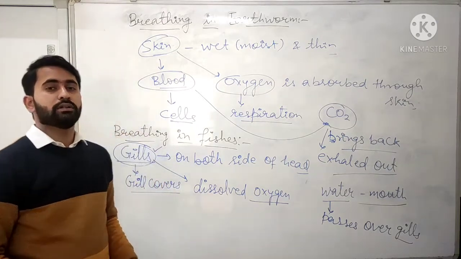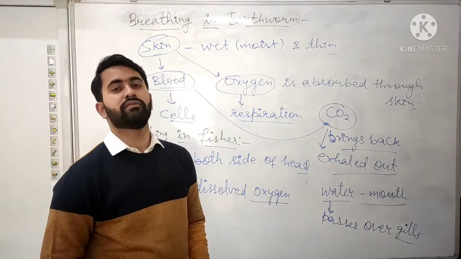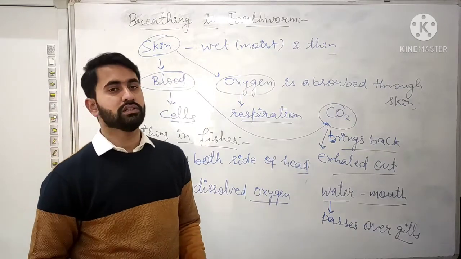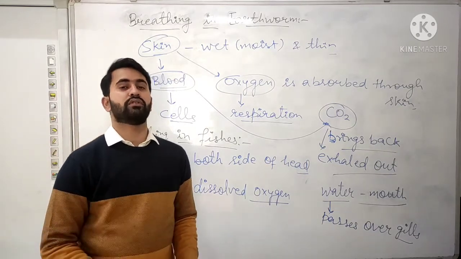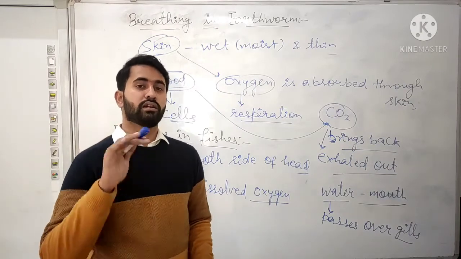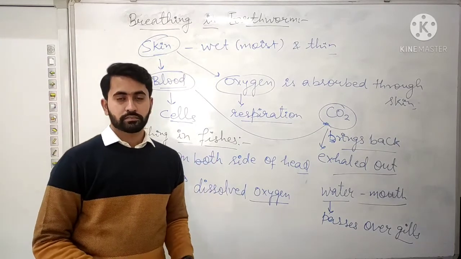Some aquatic animals like the dolphins and the whales don't have gills. So they have lungs for breathing. Whenever they have to take in oxygen, they come to the surface of the water and they breathe in.